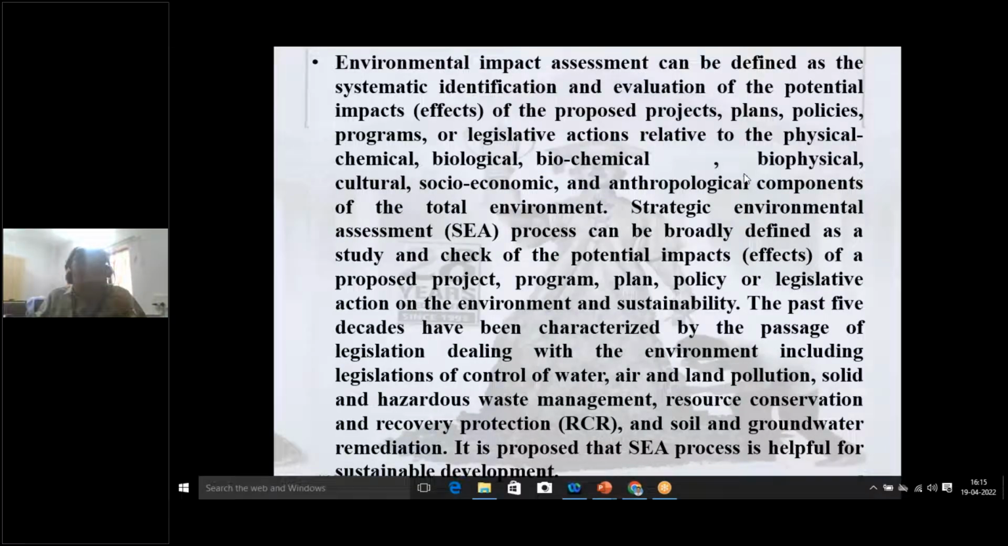Environmental impact assessment is the systematic identification and evaluation of the potential environmental effects of the proposed projects, plans, and legislative actions with respect to the physical environment, chemical environment, biological environment, and socio-economic environment of the total environment. So strategic environmental assessment process is proposed in this project.